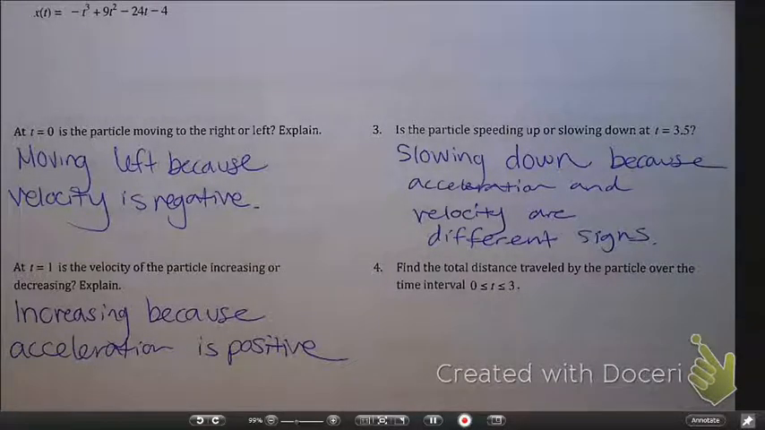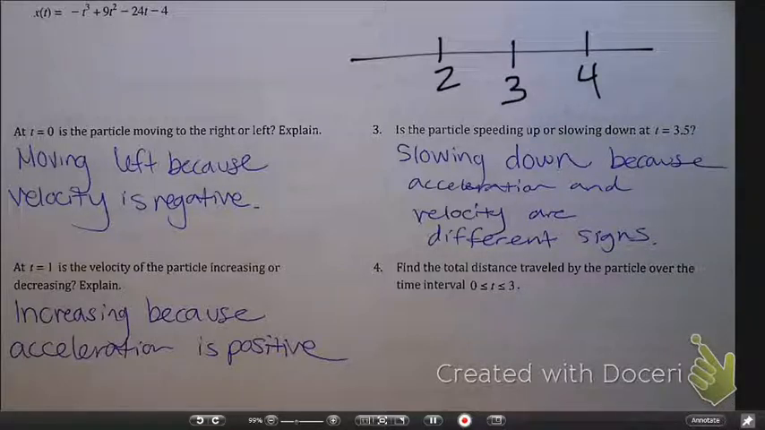All right. Example 2, yesterday we set the velocity equal to 0. When we did that, we got important points at 2 and 4. We also set the acceleration equal to 0 and got an important point at 3. What other points are considered important for me when I'm finding total distance? The 0 and 3. The endpoints are considered important.